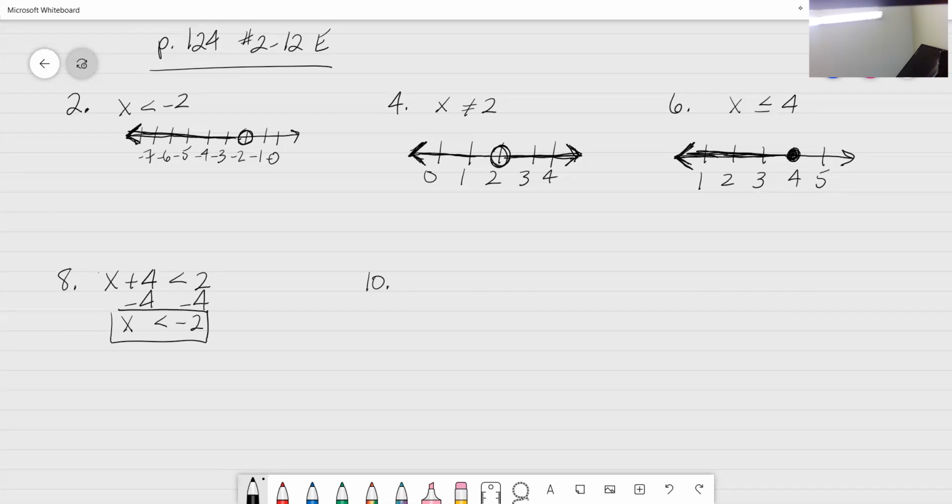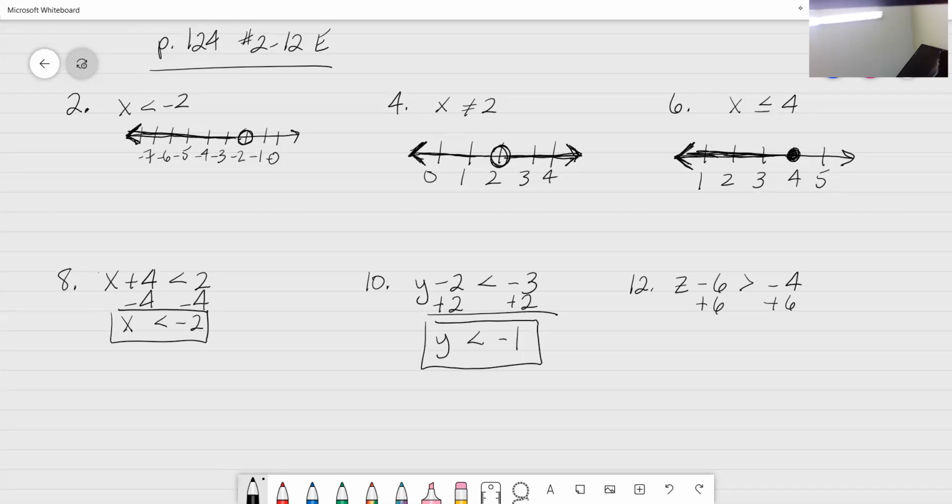All right, so let's move on to number 10. Number 10 says y minus 2 is less than negative 3. So go ahead and isolate your variable, add 2 to both sides. y must be less than negative 1 in order for our original statement to be true. And then the last one here, number 12 says z minus 6 is greater than negative 4. That's our original statement. So what value must z have in order to make this statement true? Let's add 6 to both sides. So z must be greater than 2 in order for that to be true.